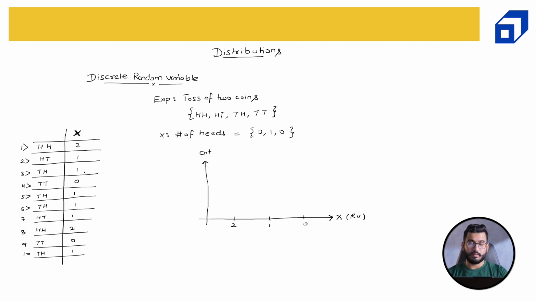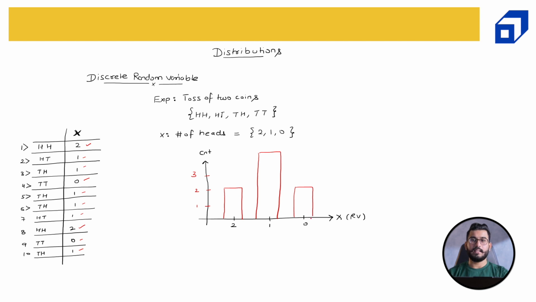Now I will just count and create a plot. So how many times have I obtained two heads? So 1 time, 2 times. So I'll assume that this is 1, this is 2, this is 3, and so on. So for 2 times I obtained head head, so I'll create a bar over here. Then how many times did I obtain one head? So 1 time, 2, 3, 4, 5, 6 times. So 6 times, let's say it represents like this. And then how many times did I obtain no head? So 1, 0, and 0, so 2 times.